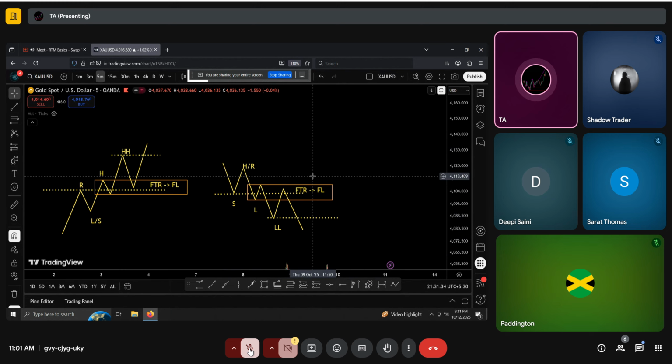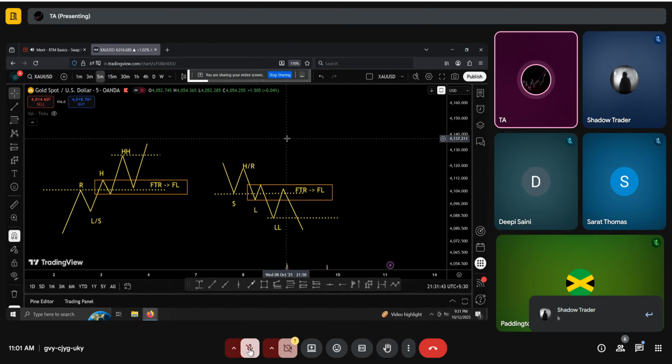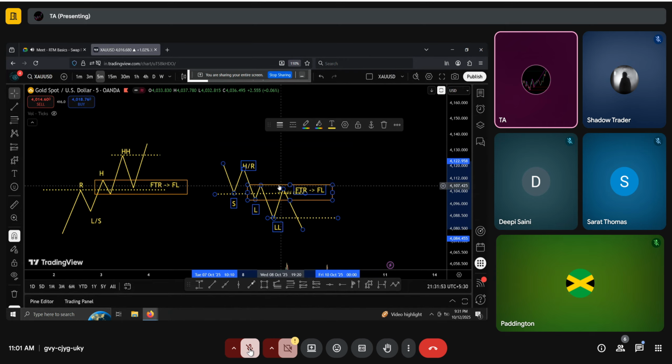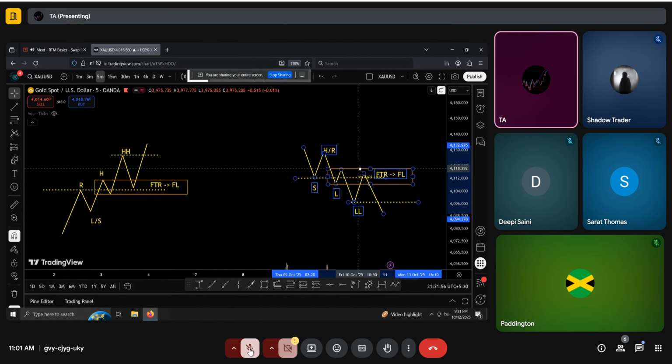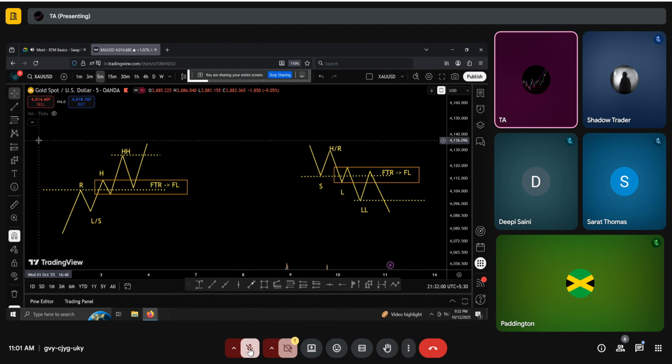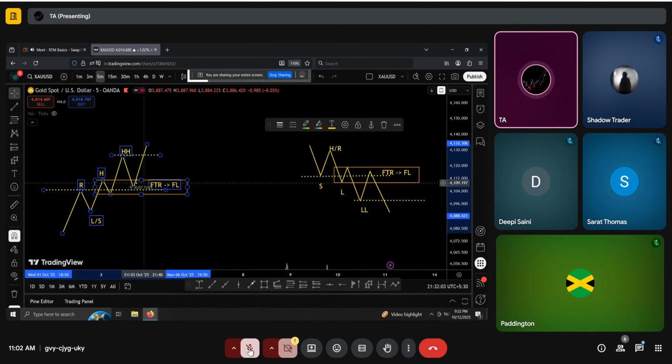Okay. So now today we are going to study swap FL. We will continue in this structure so it will be easier for you to understand. So let's shift this here and focus on here. First we will discuss the bullish side.